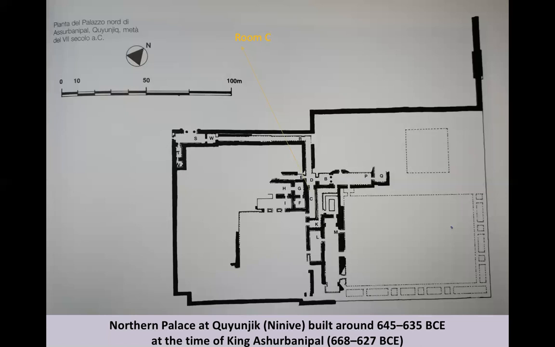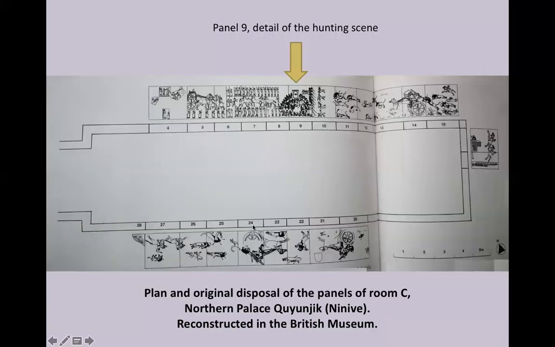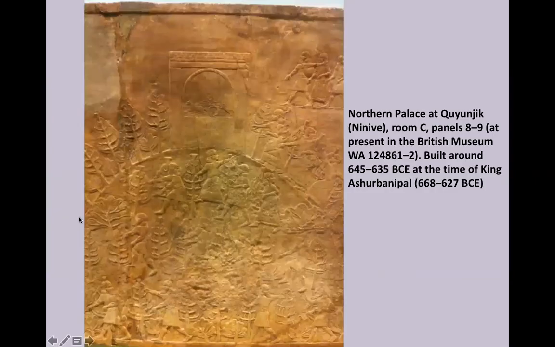Next slide, please. I want to show you in detail the specific relief where we have something which possibly could be connected to Taq-i. And what is very interesting is that once more, the general setting is a hunting of the Assyrian king. Next slide, please. I show you the relief itself. Here it is not very clear, but next slide, please.